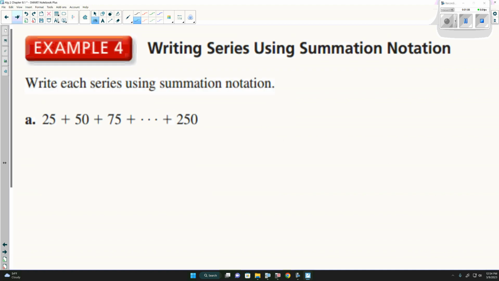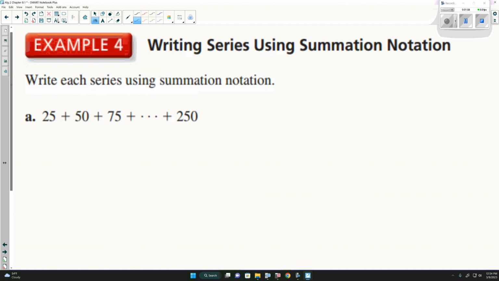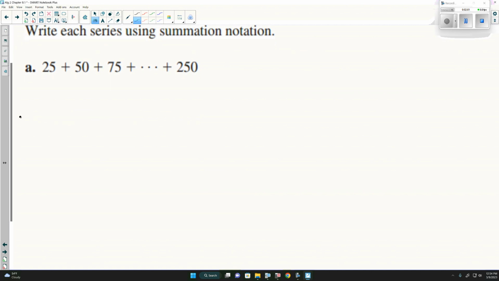We're on the next page. So if we look at this first one here, the first thing we need is the rule. We need to make a rule for this. Well, we notice that the first term is 25, second one's 50, third one's 75. So for each term, we're increasing by 25. So our rule is actually 25n. Because if n is 1, 25 times 1 is 25. Our second term, when n is 2, 25 times 2 is 50. And with 3, 25 times 3 is 75.